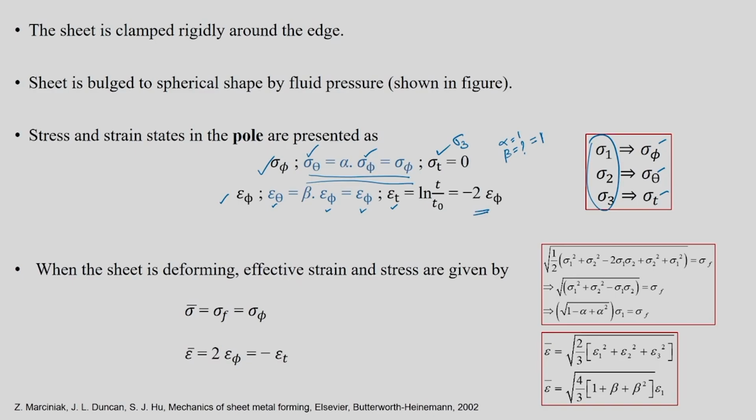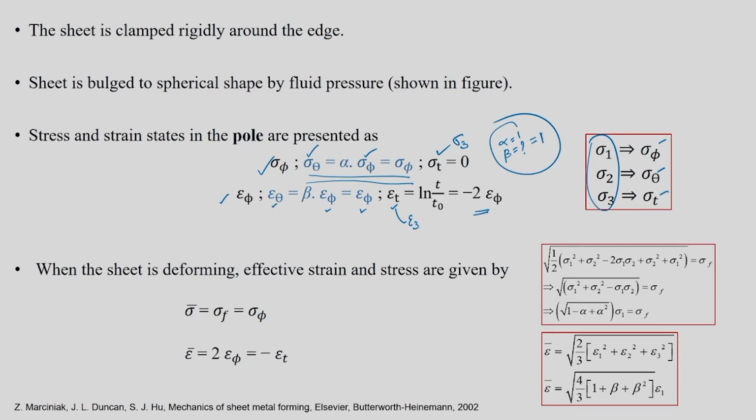So, you can get epsilon 1 plus epsilon 2 plus epsilon 3 is equal to 0, and in that two strains are the same. So, epsilon t, or epsilon 3, would be equal to minus 2 times epsilon phi. Okay. So, this is the main important state of stress and strain in hydrostatic bulging.